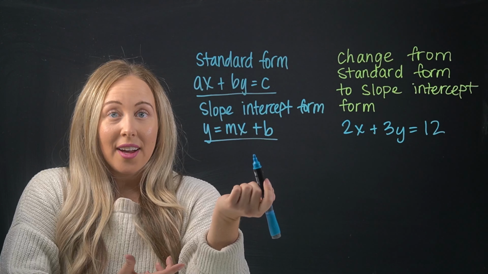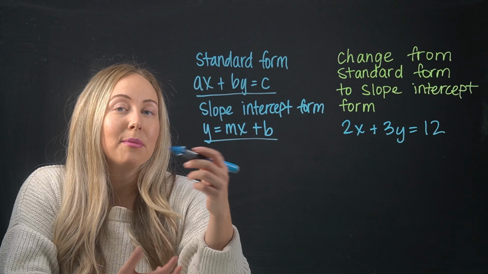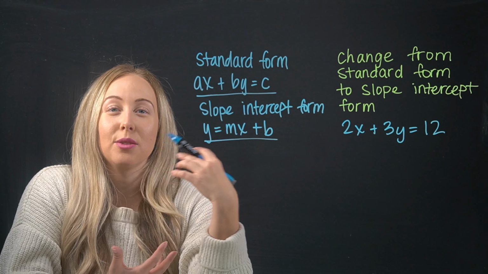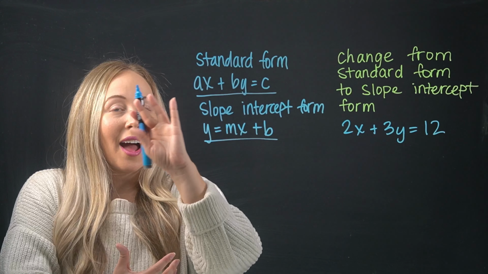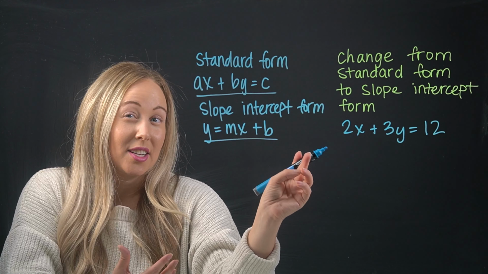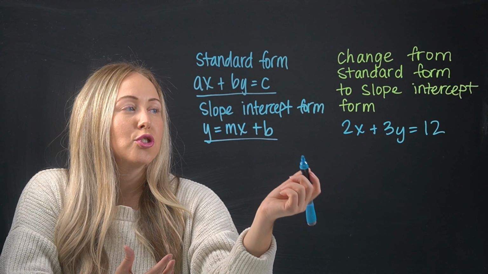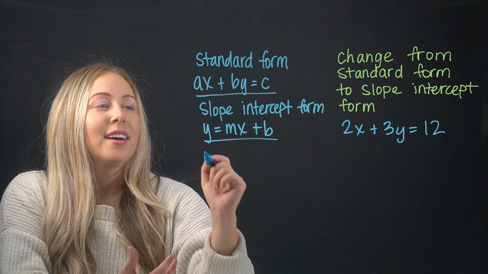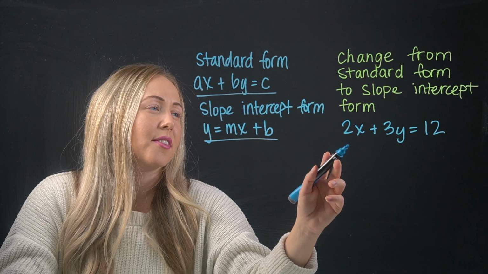In order to write a line in slope-intercept form, we need to have y all by itself. Nothing can be attached to y, nothing can be added or subtracted or multiplied by y. So I always like to add or subtract things over first and then multiply or divide things that I need to. So let's take a look at this example right here. So we have 2x plus 3y equals 12. So let's see what we would need to do to this equation.